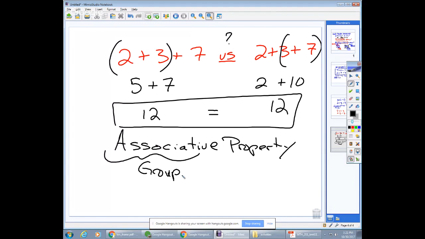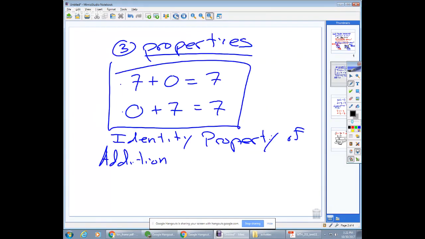I'm just curious, what's the difference between the identity property and the commutative? Because you have like 7 and 0 and then 0 and 7. Yeah, so identity property, the key here isn't the fact that I switched the order of them. It's the fact that I have a 7 here and I still have a 7 there. 7 retained its identity. So the identity property basically says 0 doesn't change sums.